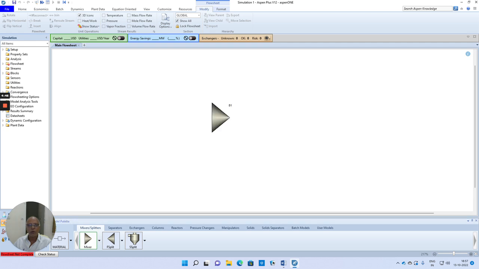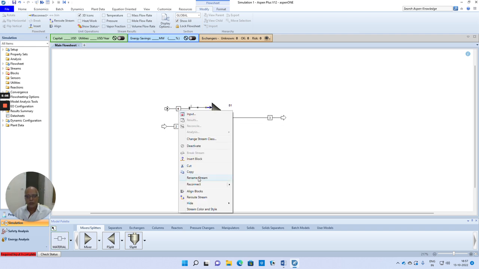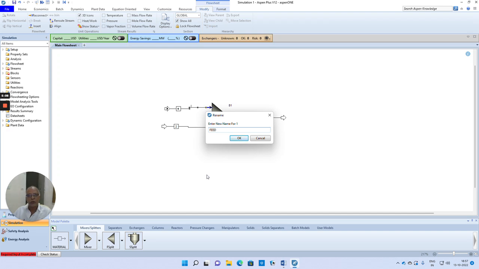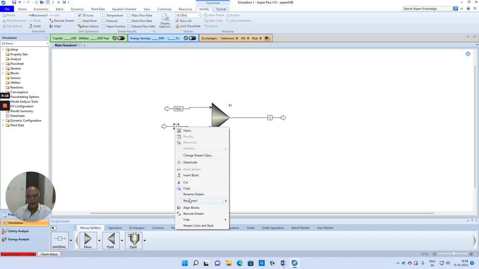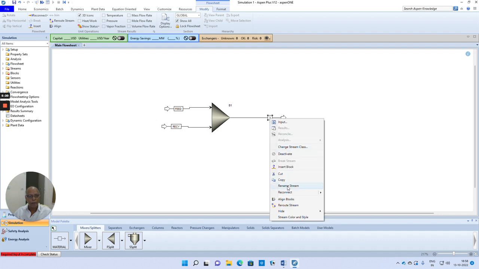So we have only one simple model, like a mixer. Add input and output streams. This is for convenience. Let me also rename these streams to demonstrate these two tools. This is the feed stream, and the second input stream is the recycle stream, and the product stream, I'll name it as prod.